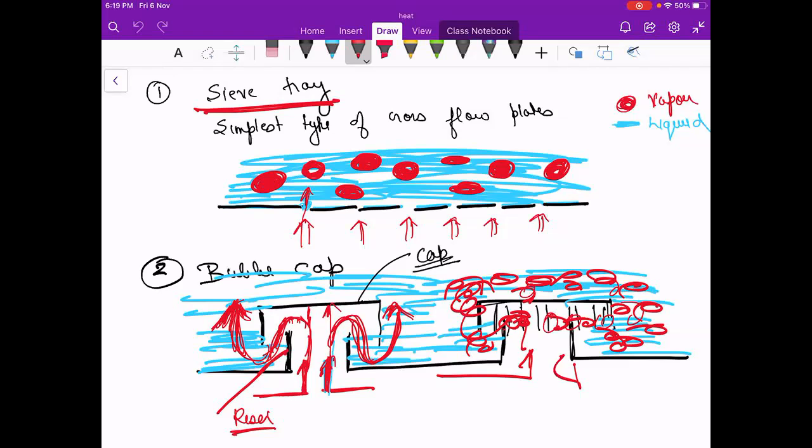Sir, please discuss a bit more in detail. Yeah, I am telling in detail. Equations you will be seeing in mass transfer, there are derivations and all that in mass transfer. This is the thing.